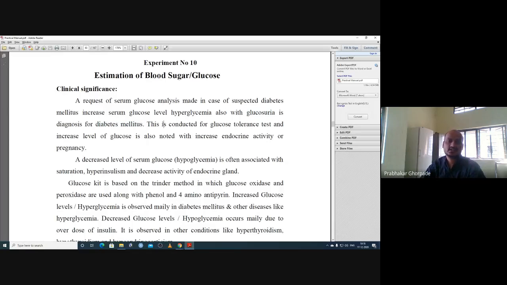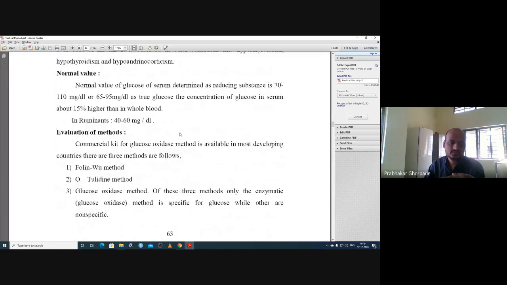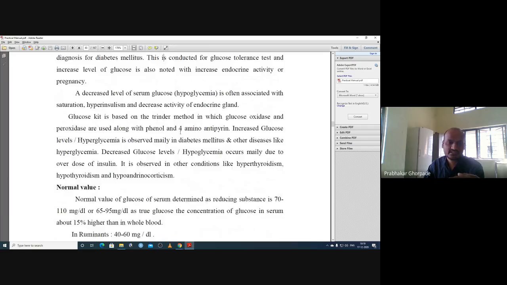This is conducted for the glucose tolerance test, and an increased level of glucose is noticed with endocrine activity and pregnancy. So with the glucose tolerance test, we can know how much glucose is present. We will come to the glucose tolerance test again, right?